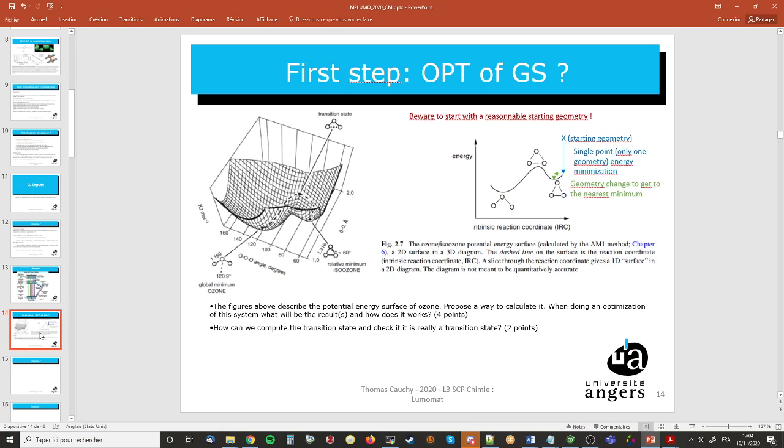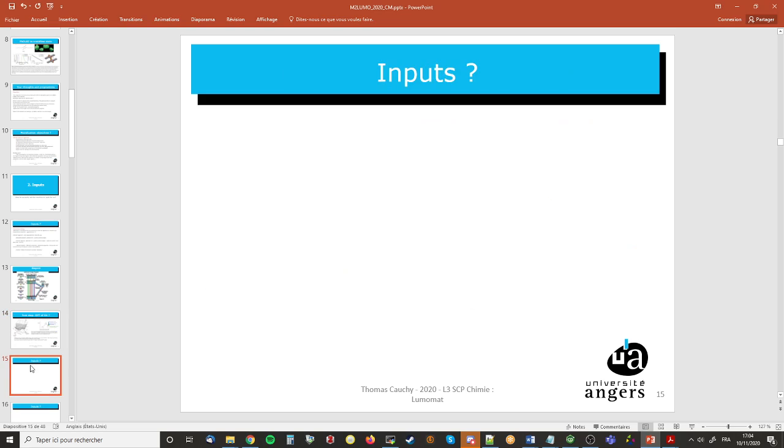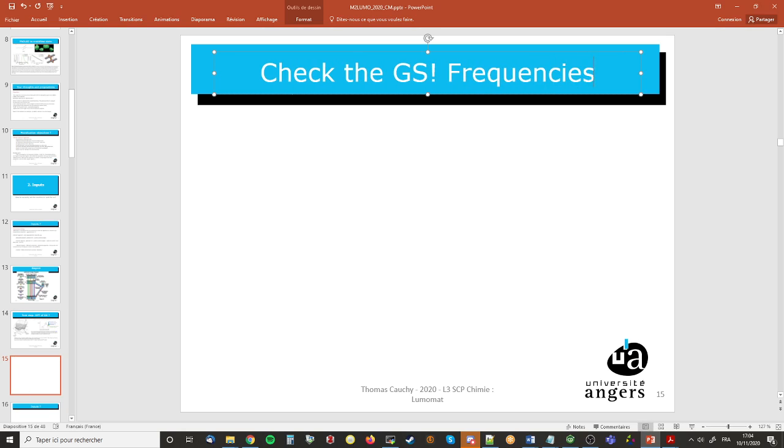So the good question is, you think that you've asked correctly to optimize the ground state. How to check if we have the ground state? You do the frequencies calculation.